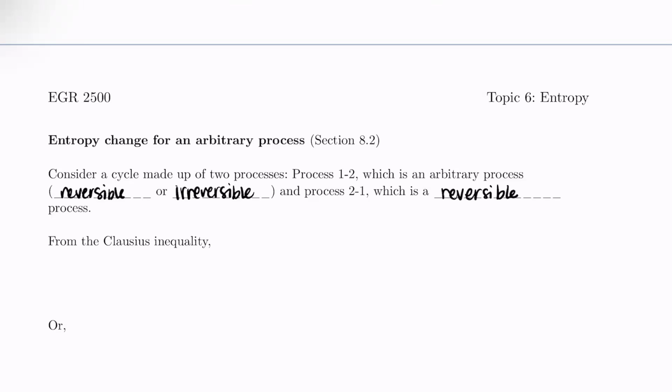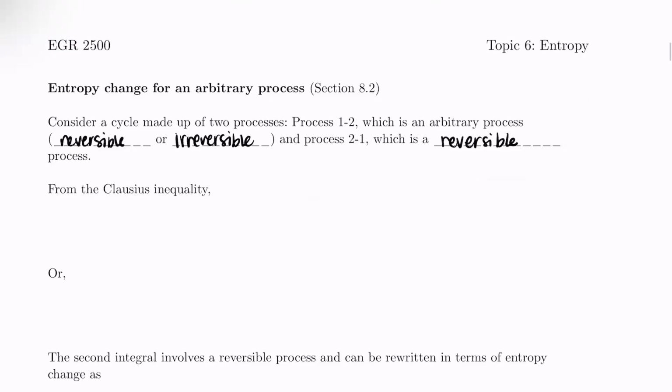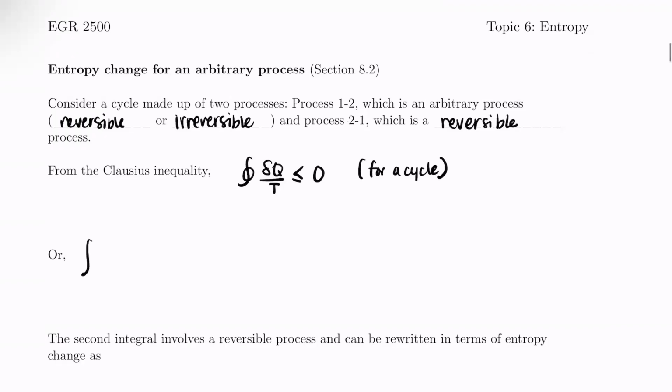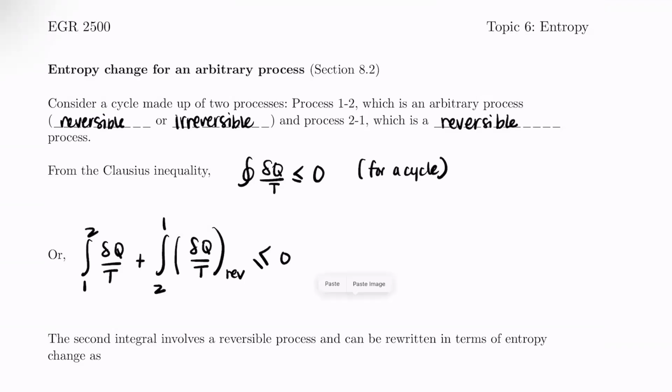All right, so from the Clausius inequality, we have that the integral over this cycle of delta Q over T is less than or equal to 0 for a cycle. Or we could also write this as the integral from 1 to 2 of delta Q over T plus the integral from 2 to 1 of delta Q over T, which is reversible, is less than or equal to 0.